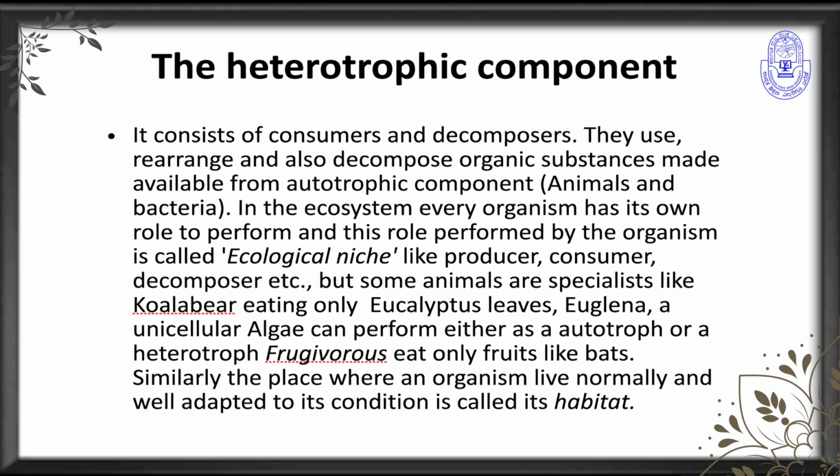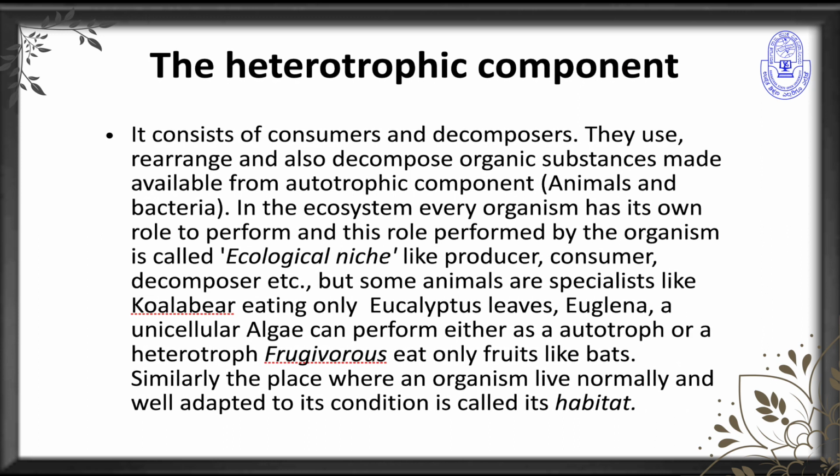In the ecosystem, every organism has its own role to perform, and this role performed by the organism is called ecological niche, like producer, consumer, decomposer, etc. But some animals are specialists, like koala bear eating only eucalyptus leaves. Euglena, a unicellular alga, can perform either as an autotroph or heterotroph. Frugivorous animals eat only fruits, like bats. Similarly, the place where an organism lives normally and is well adapted to its condition is called its habitat.